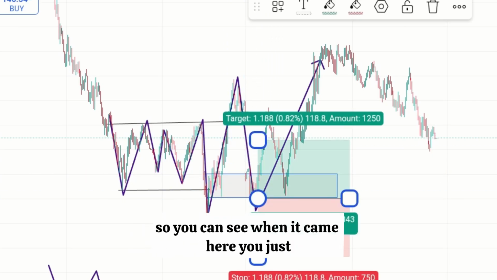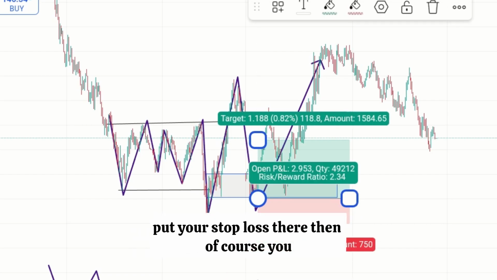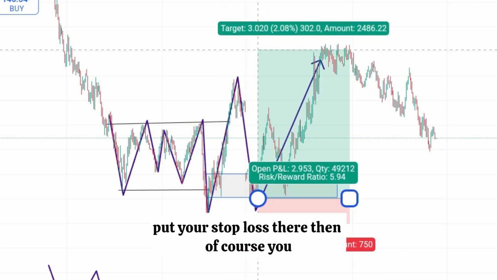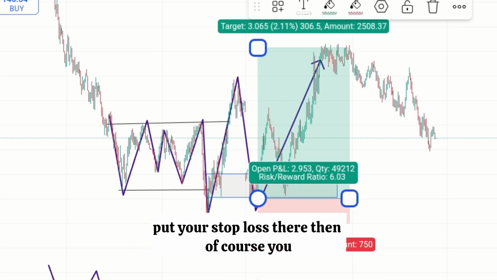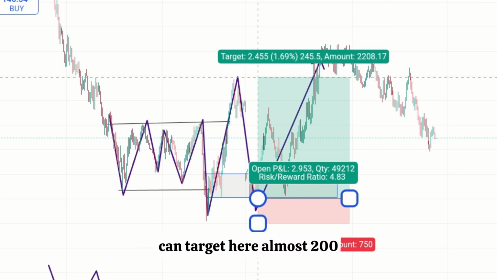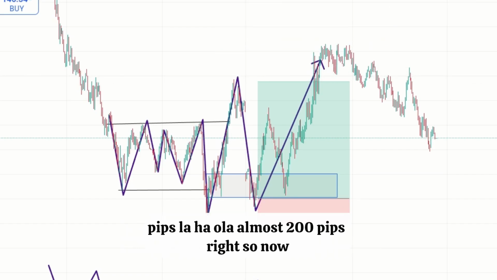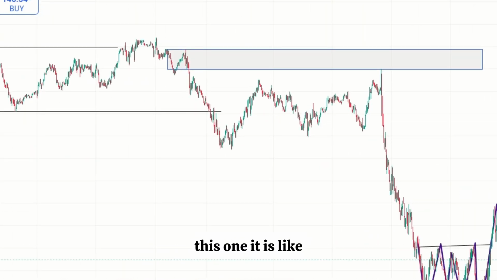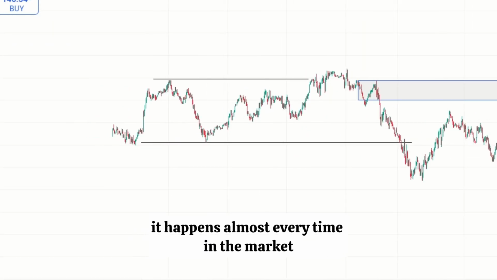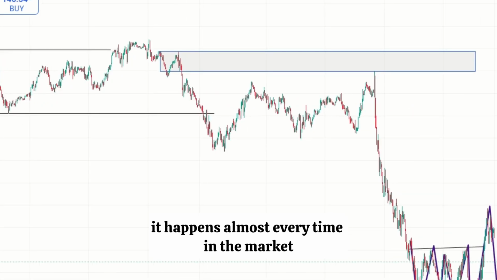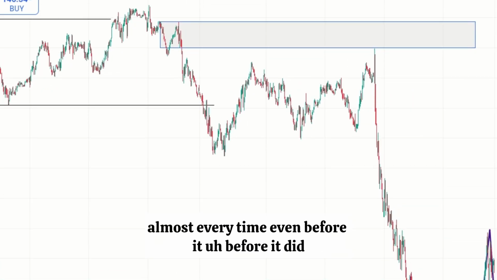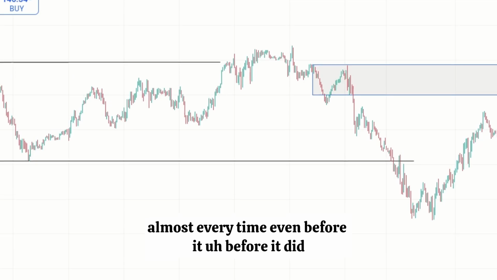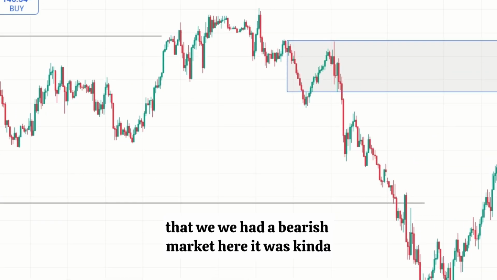So you can see when it came here, you just put your stop loss there. Then of course you can target here. That's almost 200 pips. Almost 200 pips, right? So now this one, it happens almost every time in the market.